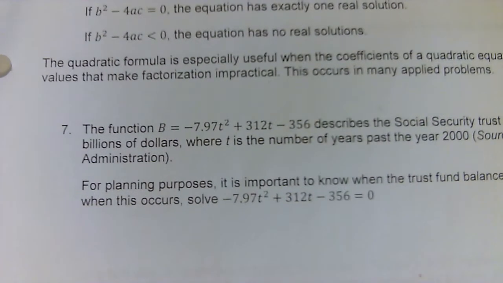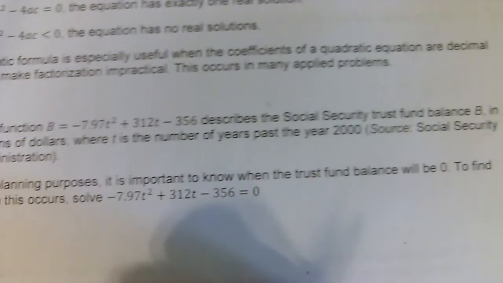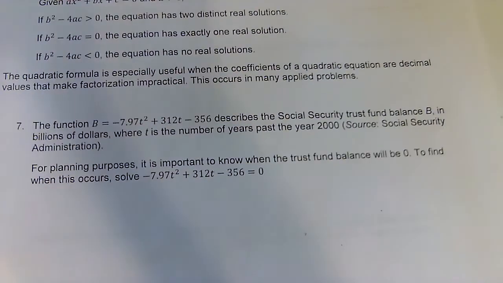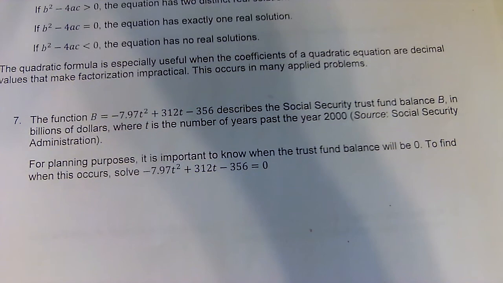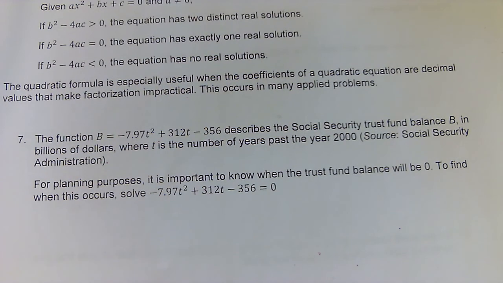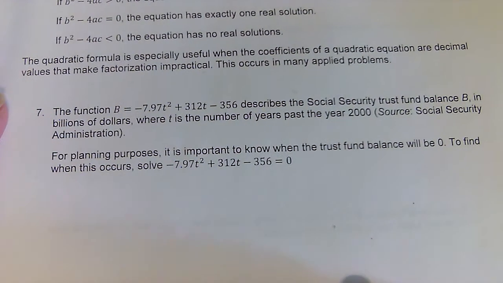So let's take a look at this. We have the function b describes the Social Security Trust Fund balance in millions of dollars. Let me zoom out a little bit. Oh, I zoomed out a lot. Hold on. Where t is the number of years past the year 2000. For planning purposes, it is important to know when the trust fund balance will be 0. So we need to solve this. Would you really want to factor that? Me neither.